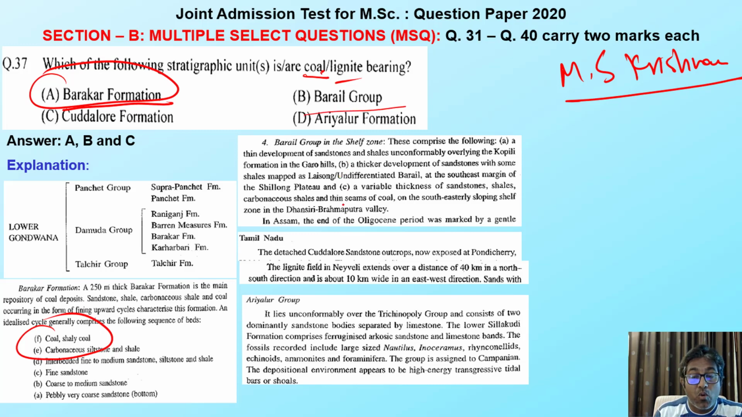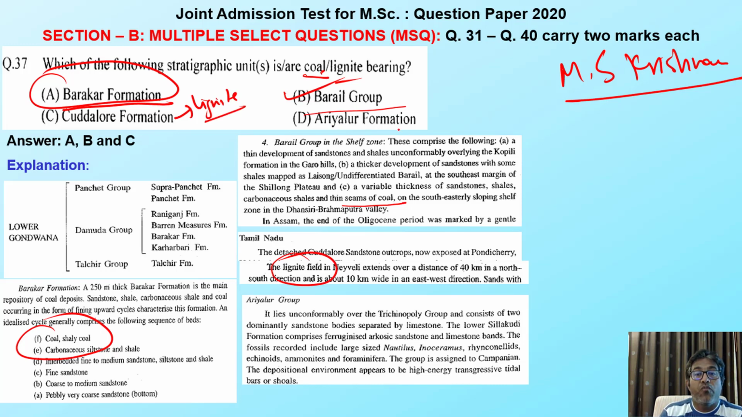Barrel group, see, the coal seam in the barrel group is also there, so this is option 2 for us. Cuddalore formation. It is in Tamil Nadu, in which we have the Neyveli extent of lignite. In this one we have lignite, so it is also an option for us.